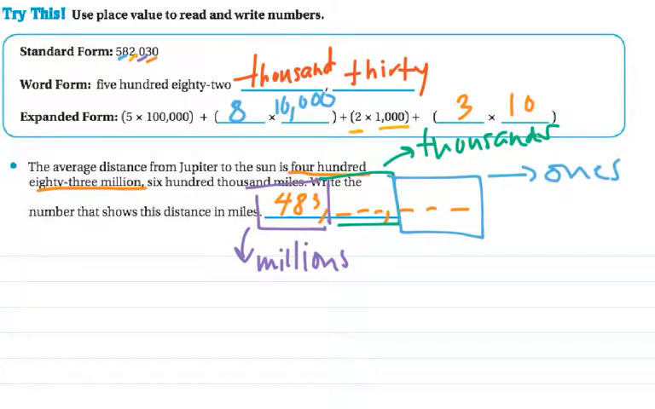So next, I'm going to go on to the next, which was 600,000 miles. So I'm going to write down 600. And then we know that there is no digit other than 0 in the ones period, because we have 600,000.